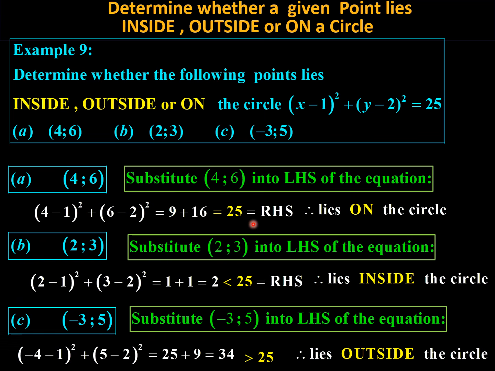Let's just go over that. When the left-hand side is equal to the right-hand side, the point lies on the circle. When the left-hand side after substituting is less than the right-hand side value, then it's going to be inside. And if I have the left-hand side greater than that, remember this is the radius squared. Here I end up with a 25, so it's exactly the same radius, so it's on the circle. Here you see it's shorter, r squared is going to be 2, not 25, so it's inside. Here r squared is 34, which is more than 25, so it lies outside the circle.